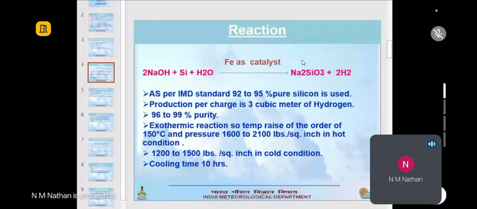So only skilled labor should be engaged for filling the balloon as well as generating gas. It needs some amount of exposure and knowledge. If that is not there, then handling the hydrogen will be very dangerous, because this is completely an explosive gas. Hydrogen is a highly explosive gas.